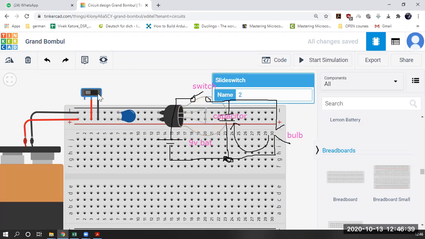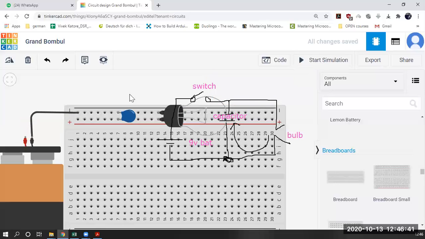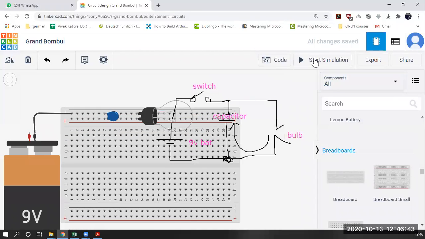Okay, yeah, I got it. Switch should be connected here because these are all connected together. Okay, so it doesn't matter.